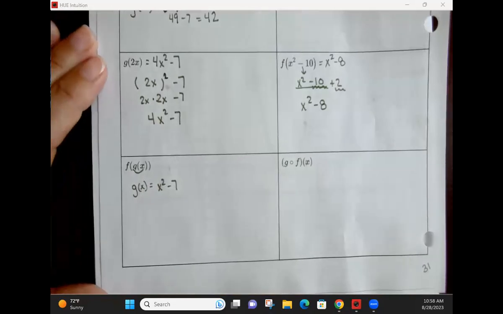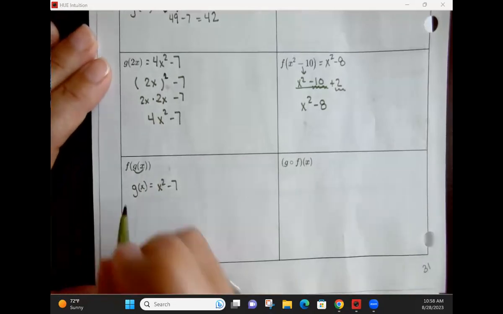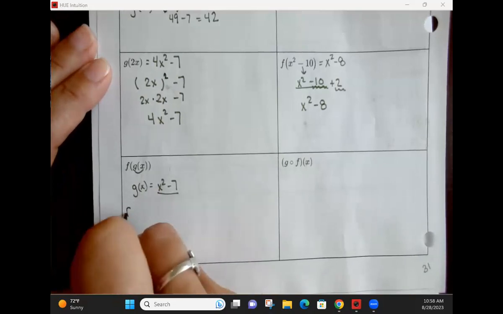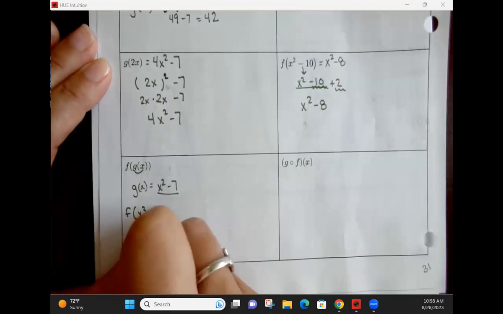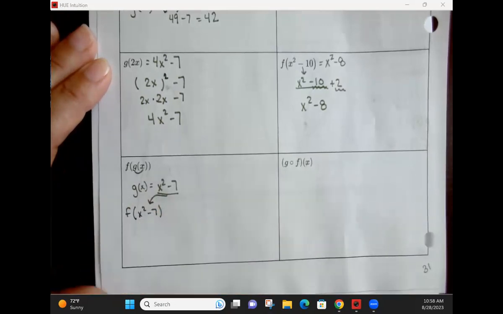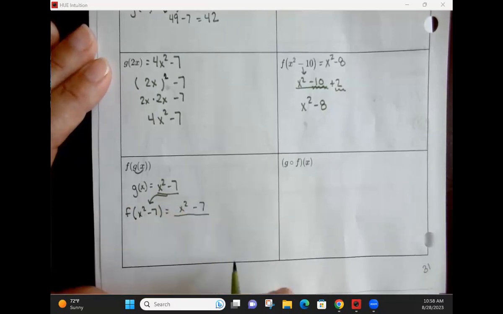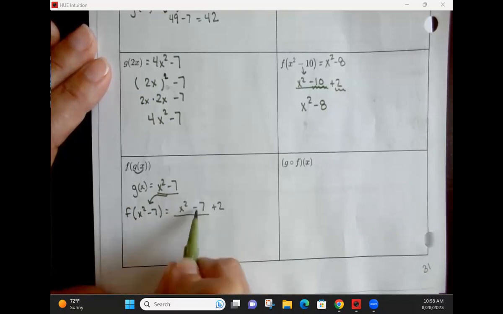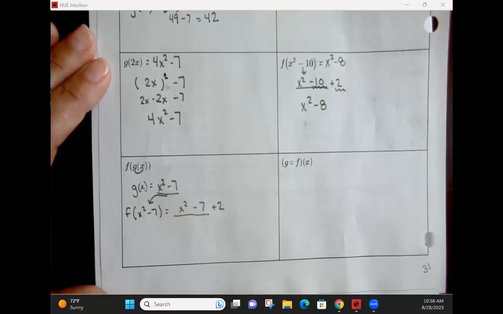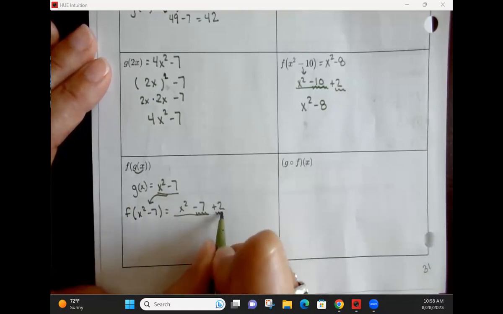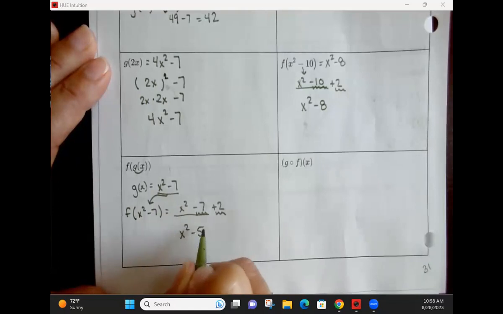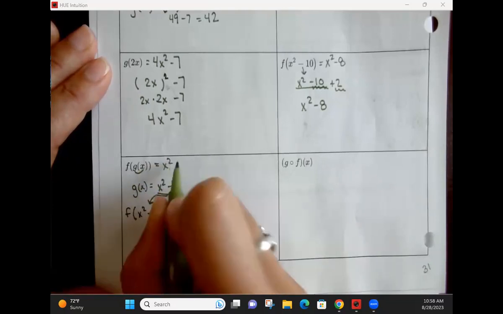And now, just like our composition problems from last time and from the start of today, we're going to plug this in for x. So our f of x function is x plus 2. So this would be x squared minus 7 plus 2. Right? Here's where x went, so we plug that stuff in for x. And now we'll combine like terms. Negative 7 plus 2 gives me x squared minus 5. So f of g of x is x squared minus 5.